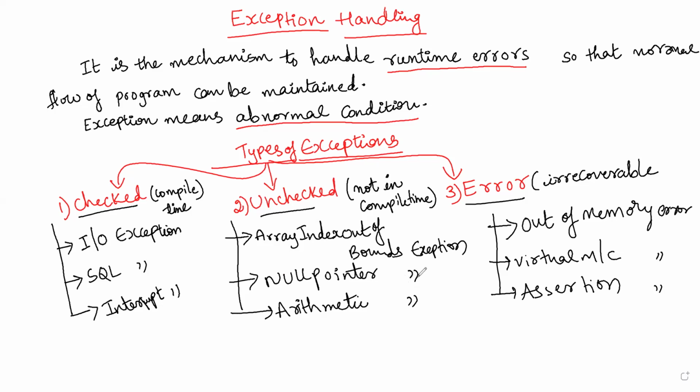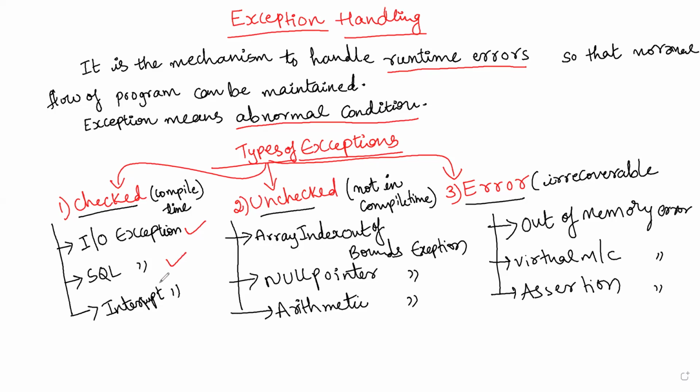Here we'll see them one by one, but I will give a brief introduction to all of these. The first one is input output exception. What is meant by input output exception? When an exception occurs while you are taking input or output, it is called an IO exception. IO is nothing but input output. The second one is SQL. SQL is nothing but structured query language.